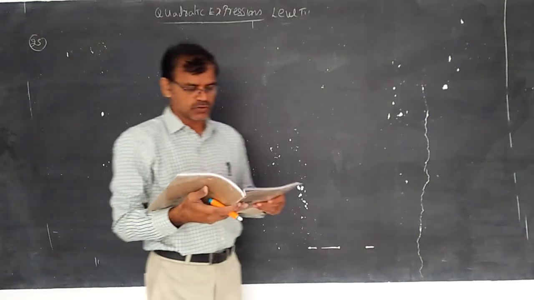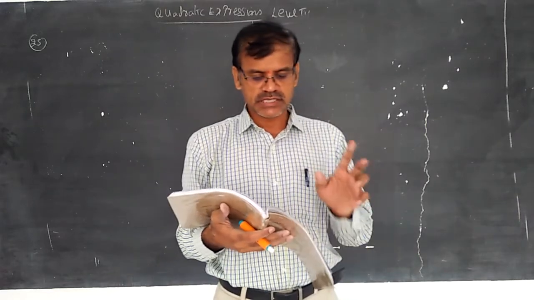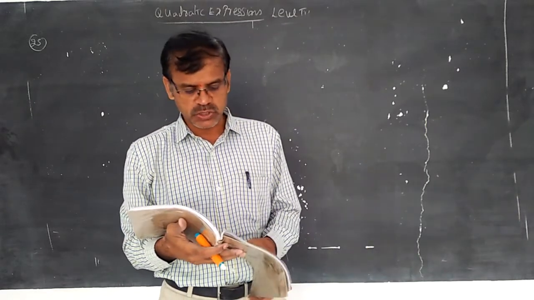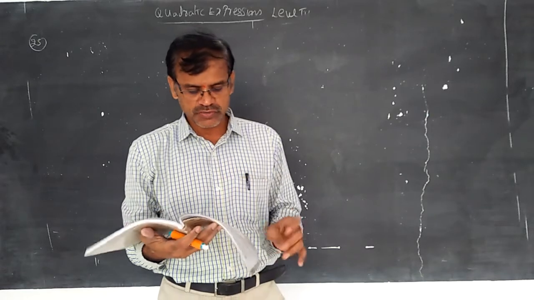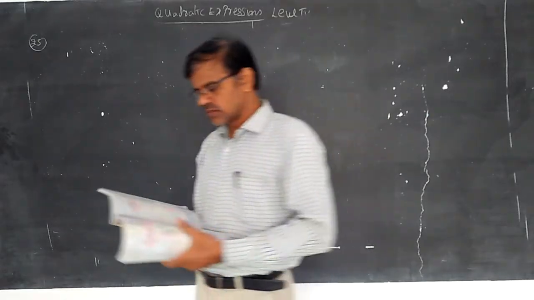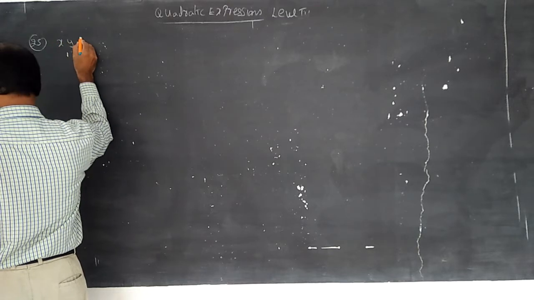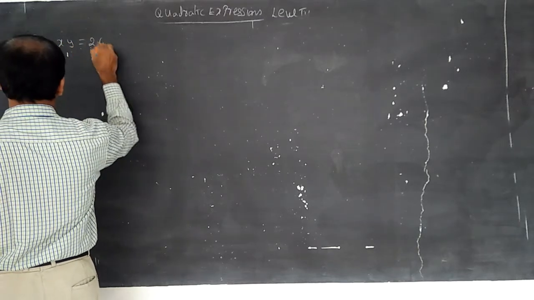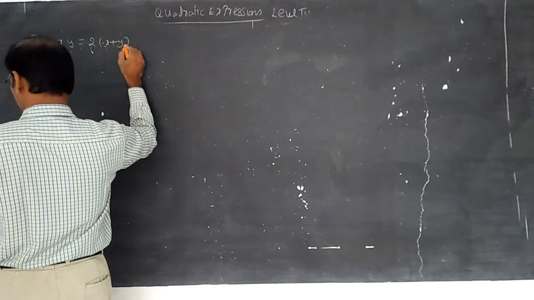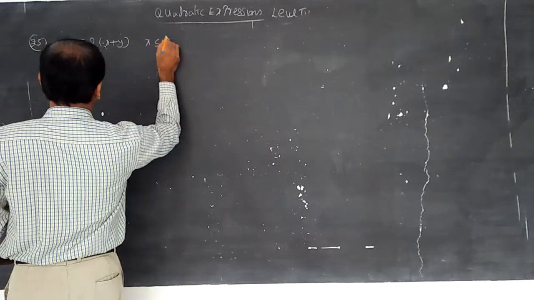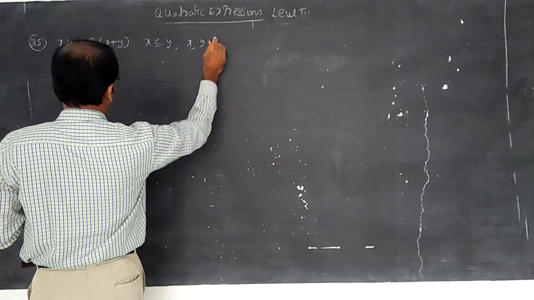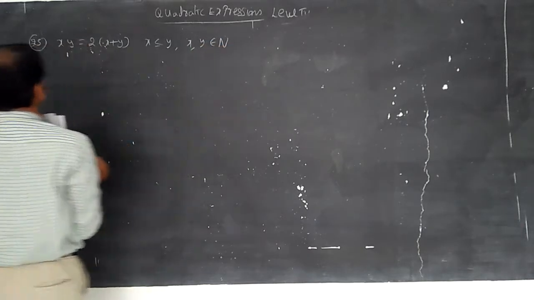If xy is equal to 2 into (x plus y), x is less than or equal to y, x comma y belongs to N, then find the number of solutions of the equation. The hint given is that x comma y belongs to natural numbers. It is the correct hint for us. xy is equal to 2 into (x plus y), x less than or equal to y, x comma y belongs to natural numbers.